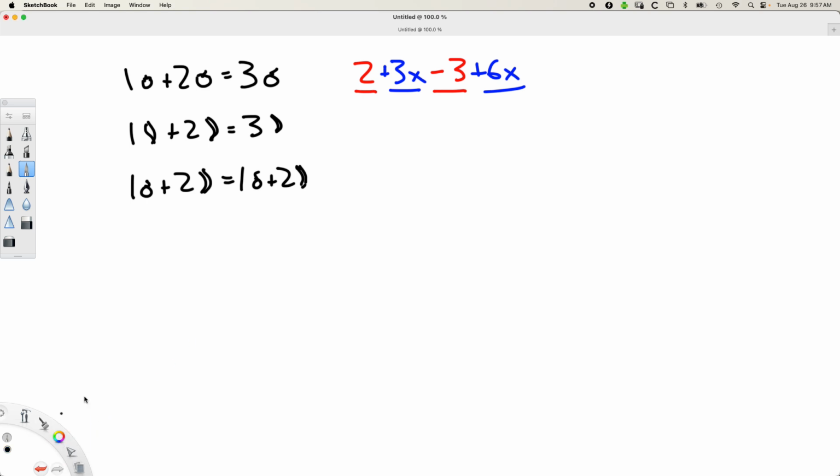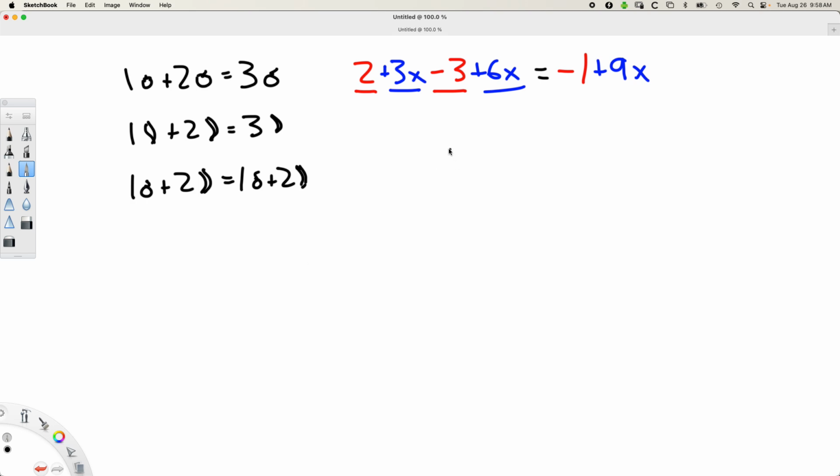So if I do this out, this is going to be equal to 2 minus 3 is going to be negative 1. And 3x plus 6x is going to be plus 9x. So once again, I can combine like terms. I can't combine unlike terms. So I can add apples to apples, or bananas to bananas, or numbers to numbers, or x's to x's. But I can't add apples and bananas, and I can't add numbers and x's.